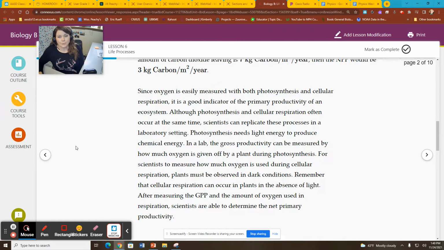So basically, what scientists will do in a laboratory setting is they can actually measure how much oxygen is released during photosynthesis. So it says this is a good measure. Gross primary productivity can be measured by how much oxygen is given off by a plant during photosynthesis. Okay, so during photosynthesis, how much oxygen are these plants generating? That's a measure of gross primary productivity.